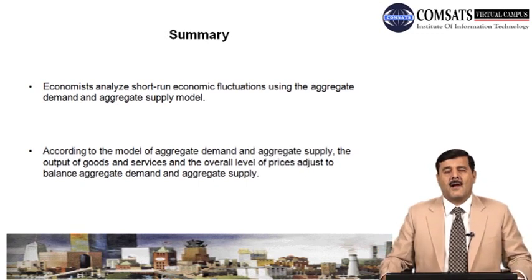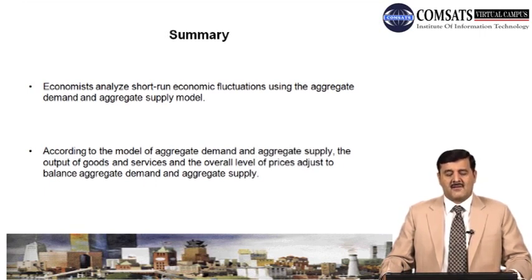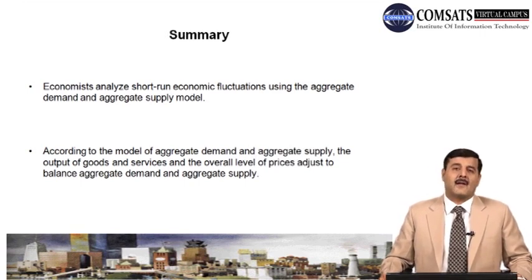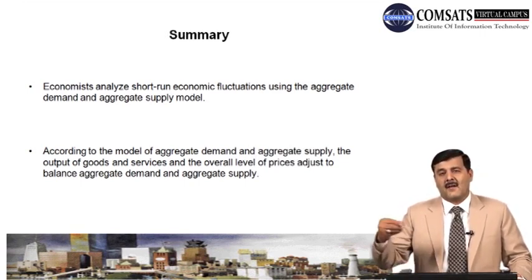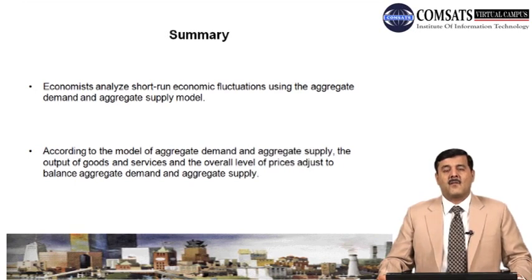हमने एक model हमने कहा कि most of the economists use the aggregate demand and aggregate supply model to explain the short-term fluctuation in the economy. Now उस model के मुताबिक हमने ये कहा कि the output of goods and services and the overall level of prices adjust to balance aggregate demand and aggregate supply. So price is one of the parameters which is nominal. Real GDP or the growth of output is the real variable. So the prices adjust to the balance between aggregate demand and supply, and this brings equilibrium in the market, right?